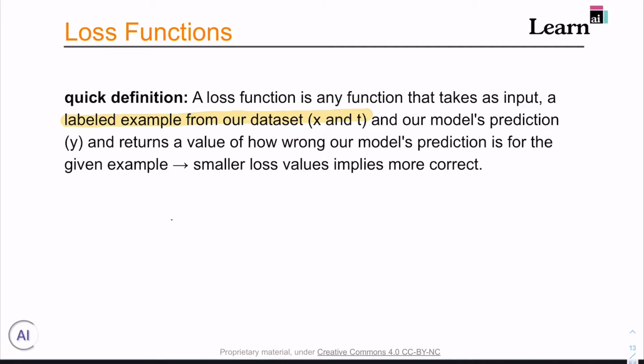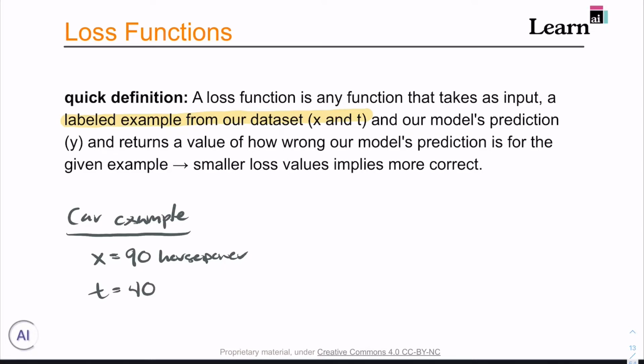A loss function is any function that takes as input a labeled example from our data set, x and t. From our car data set, if you recall, we pointed out one of the points on that scatter plot. It had x equal to 90 horsepower, that was the x-axis, and a t of, I think, 40 miles per gallon. So that's a point, 90, 40 on that scatter plot.